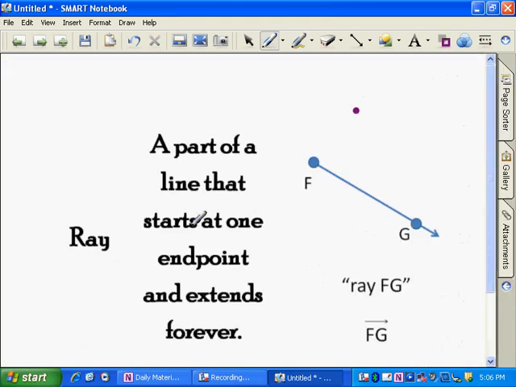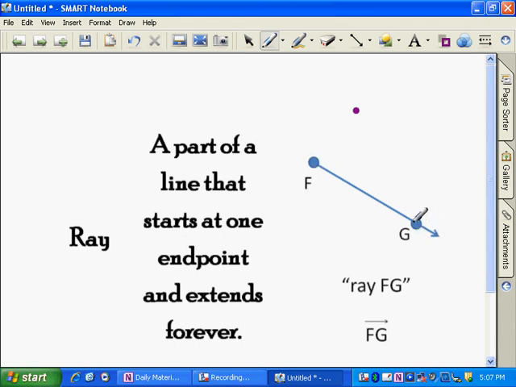A ray is a part of a line that starts on one endpoint and extends forever in the other direction. Again, the G is not where it stops. This isn't an endpoint, it's simply a point. The F is an endpoint. The way we write rays is we typically put the endpoint on the same side as where it ends, and then the arrow side has the side that goes on forever. So this is ray FG. That tells me F is where it starts and G is where it keeps going on forever.